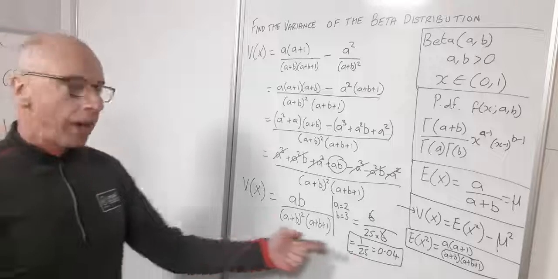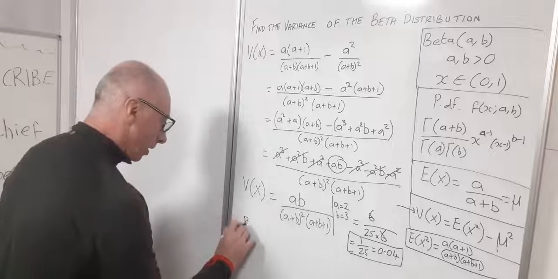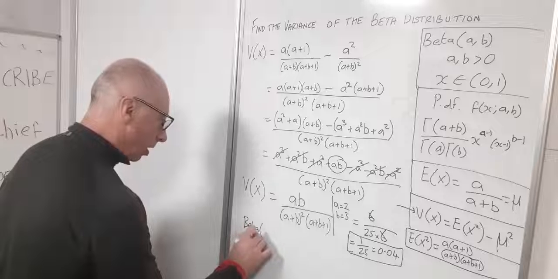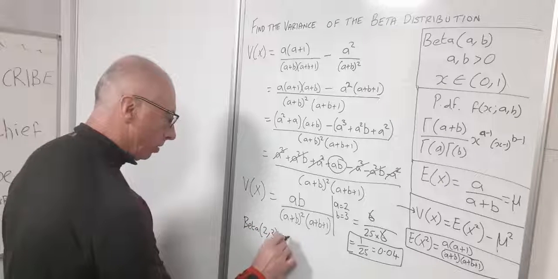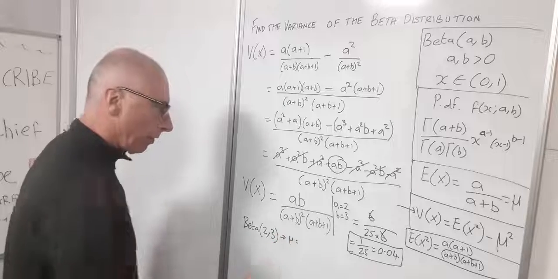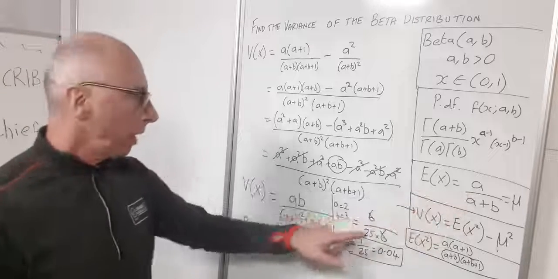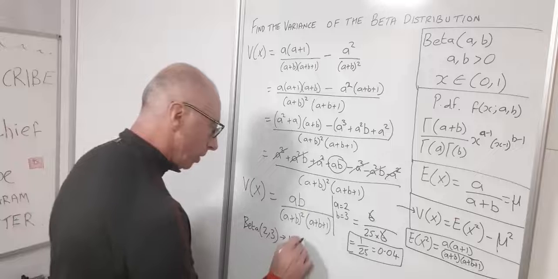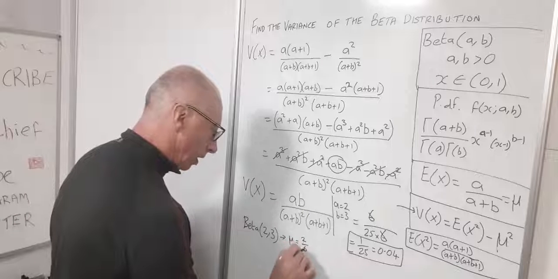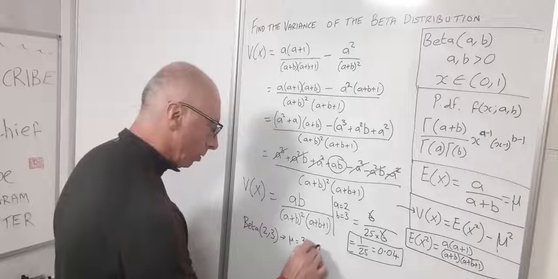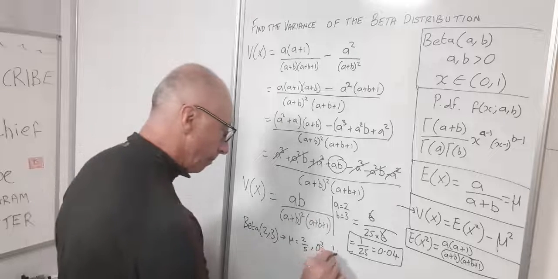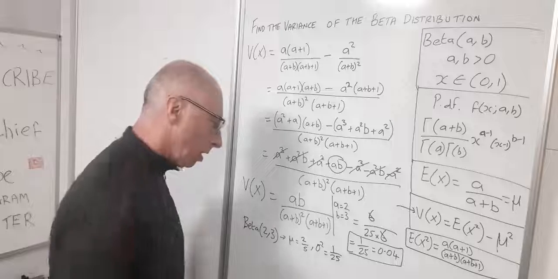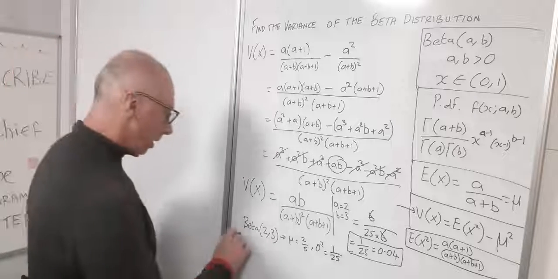Okay, so now we've got our variance. So Beta of 2, 3 would lead us to a mean of a over a plus b, so that's 2 over 2 plus 3, which is 2/5, and a variance, which would be sigma squared, which would equal 1 over 25. Okay, that's our beta distribution.